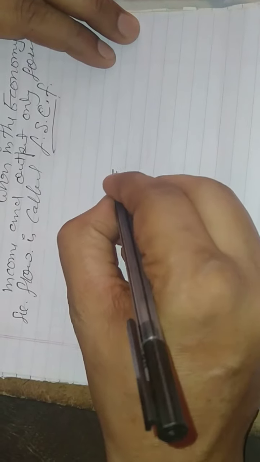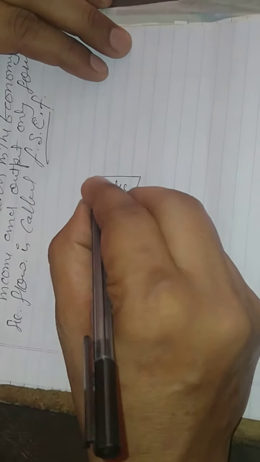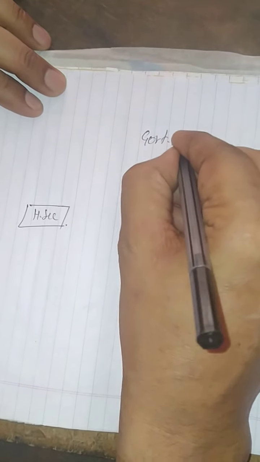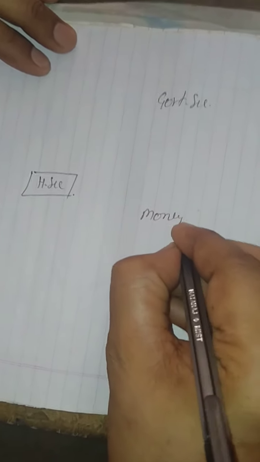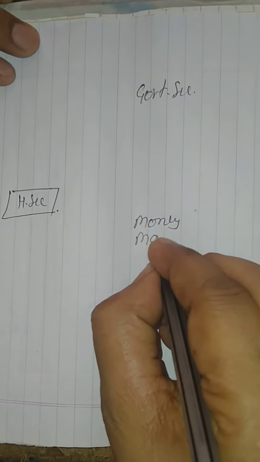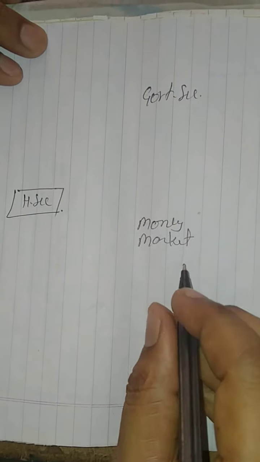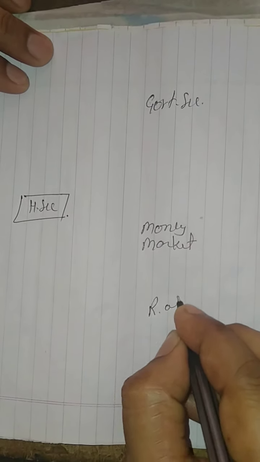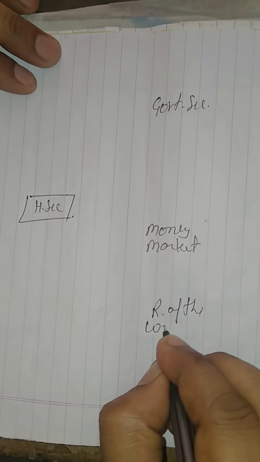See guys, that's your 4 sector. The first one is household sector, next one is production sector, next one government sector, next one money market or financial sector, next one rest of the world sector.